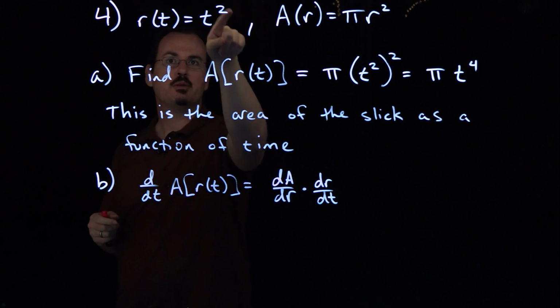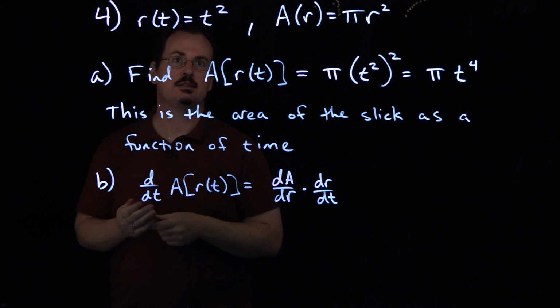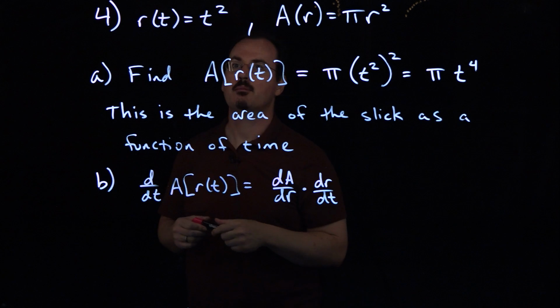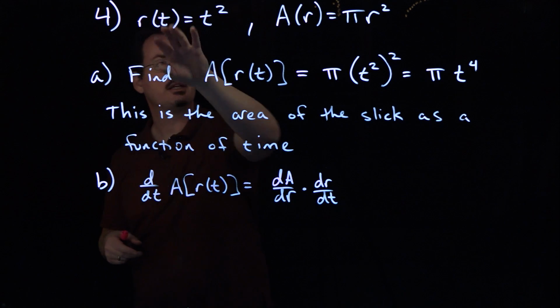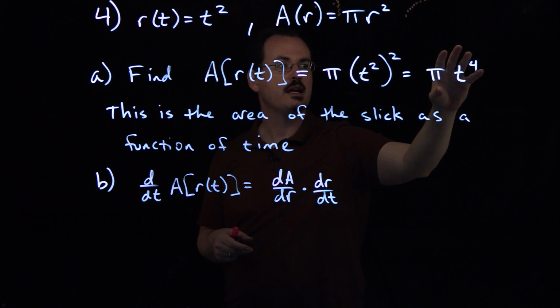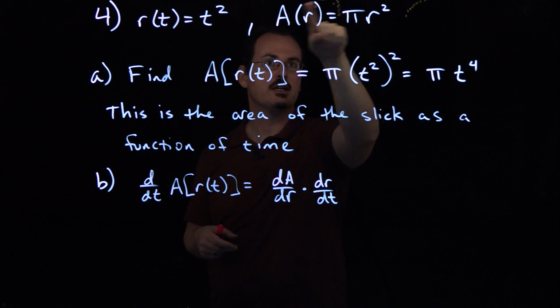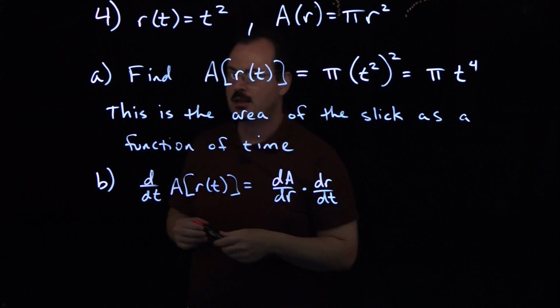And of course, this function up here that we started with was telling us the radius of the circle at any time. So now we've got two functions, well, really three. This one is telling us the radius of the slick, this one is telling us the area of the slick, and this one was the one that connected the area and the radius.